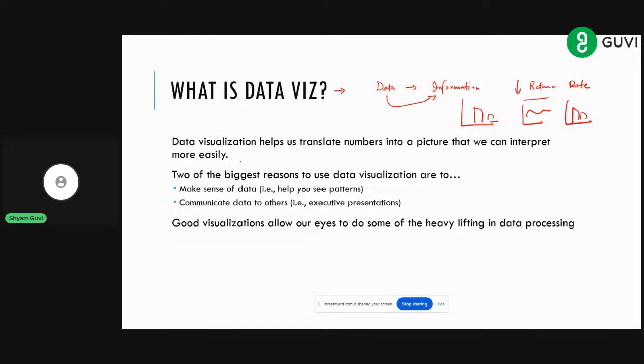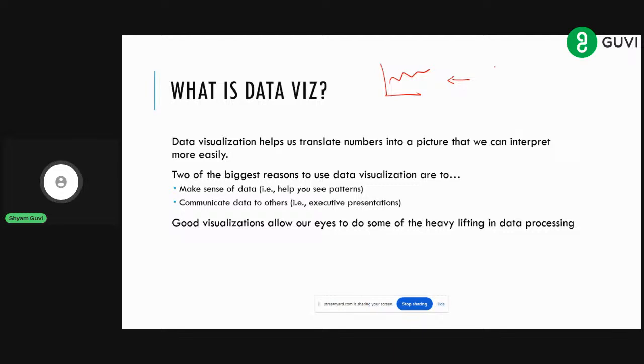So in a very basic sense, what is data visualization? Data visualization helps us translate numbers into a picture which can be interpreted very easily. Because whenever we see a picture, like any sort of trend line, it is better to show it in these kinds of charts rather than just showing numbers like 20, 19, 18, 16, 12, 9, 15. These numbers are very difficult to understand if you just throw some numbers. But if you show a chart, anyone can understand the numbers pretty easily. Okay.